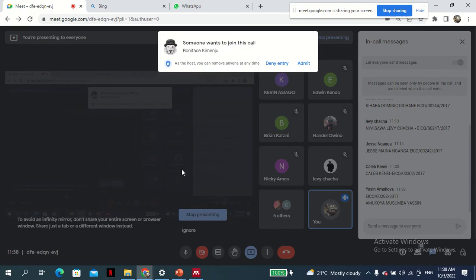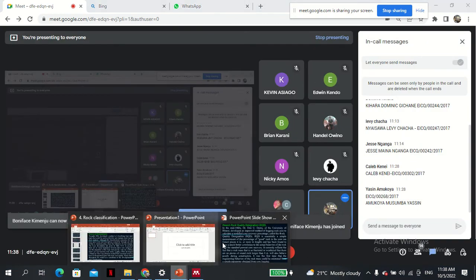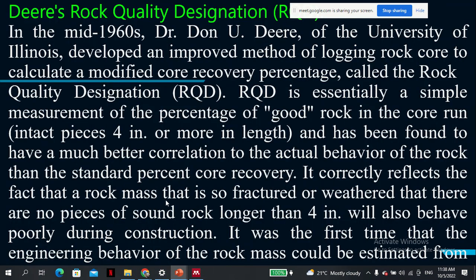So there are two things, and I think these are useful even to date. It correctly reflects the fact that a rock mass that is so fractured or weathered that there are few pieces of sound rock longer than 4 inches will also behave poorly during construction. It was the first time that the engineering behavior of a rock mass could be estimated.